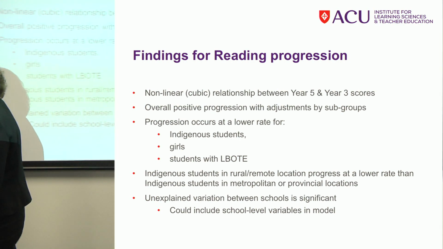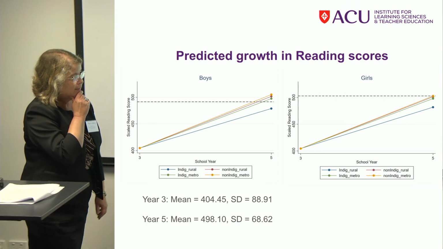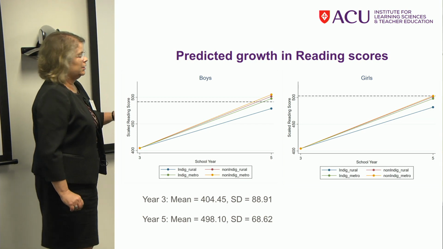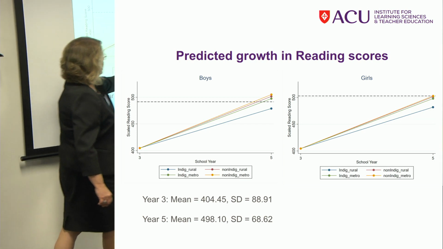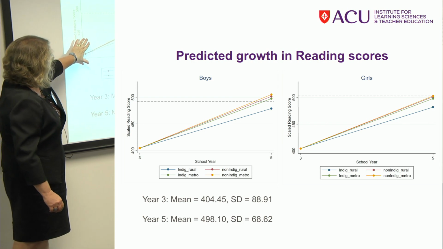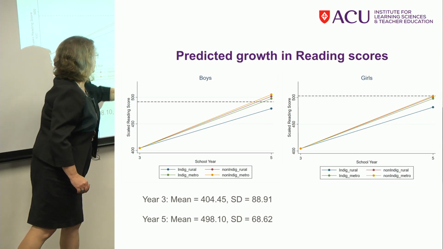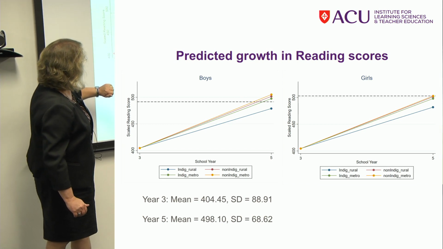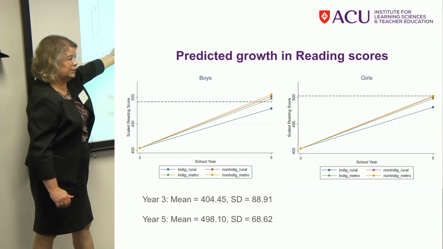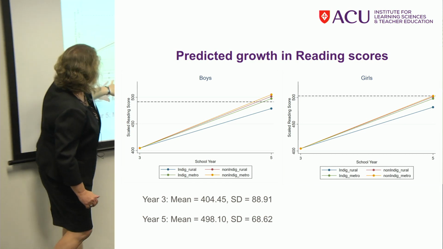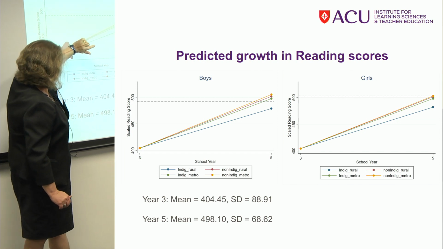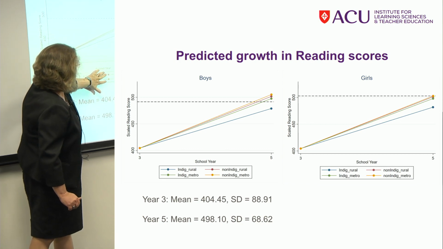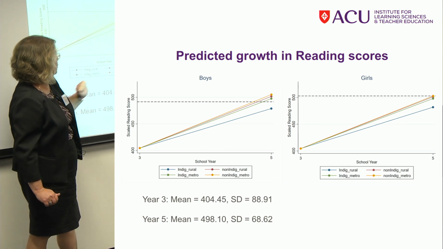Okay, and to show that graphically, we've produced these graphs here, which are based on the model predicted growth from Year 3 to Year 5. This graph is for boys, this one is for girls. The lines show growth patterns for different groups. The blue line here is for Indigenous students in rural areas. The next line is Indigenous in metro areas or non-rural areas. And then we have the non-Indigenous groups for boys and girls.